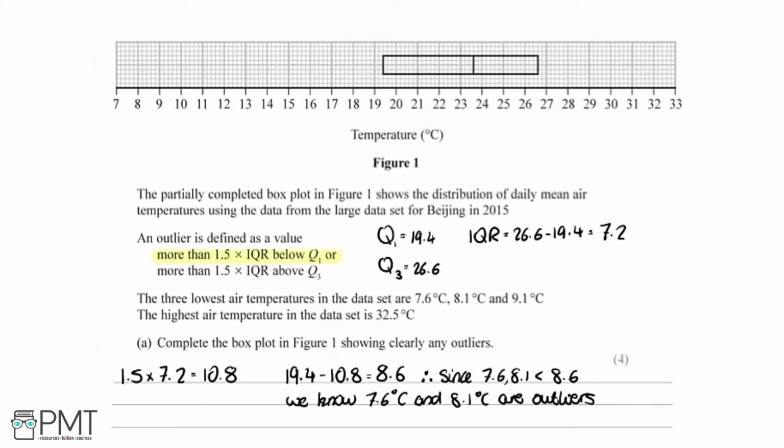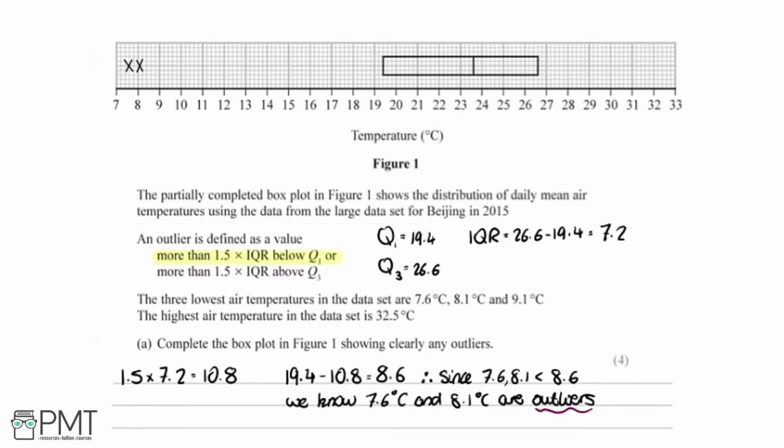So it says we need to clearly show any outliers. So I'm going to go across to 7.6. I'm going to go across here to show that we've got an outlier here. Then the other outlier is at 8.1. So we worked out that these two are our outliers at the bottom. So we know that 9.1 is the lowest value that the box plot goes to, with it not being an outlier. So we're going to draw our line on there and then attach that to the box.